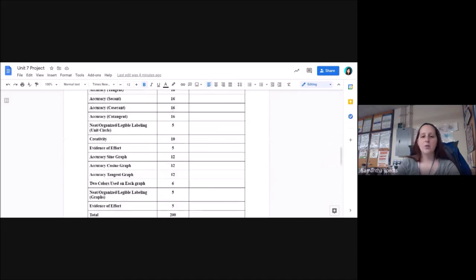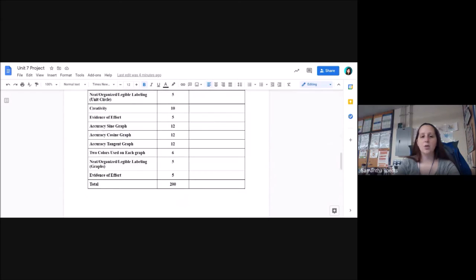All right. So then, of course, you have your grading. So you get 12 points for your accuracy for your sine graph, 12 for your cosine, and 12 for your tangent. So that means if you included everything that you need to include in your sine graph, you get those 12 points. If you missed one, you lose a point. Okay, so like say that I missed my phase shift for my new sine graph. Okay, well, you lose a point. Now you're at 11 points.